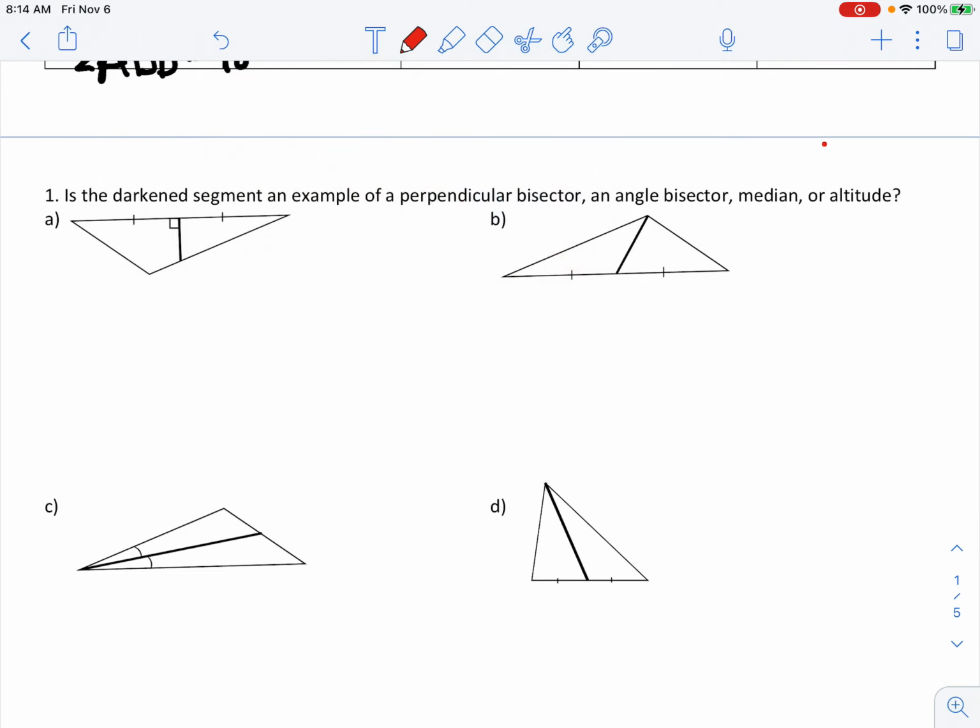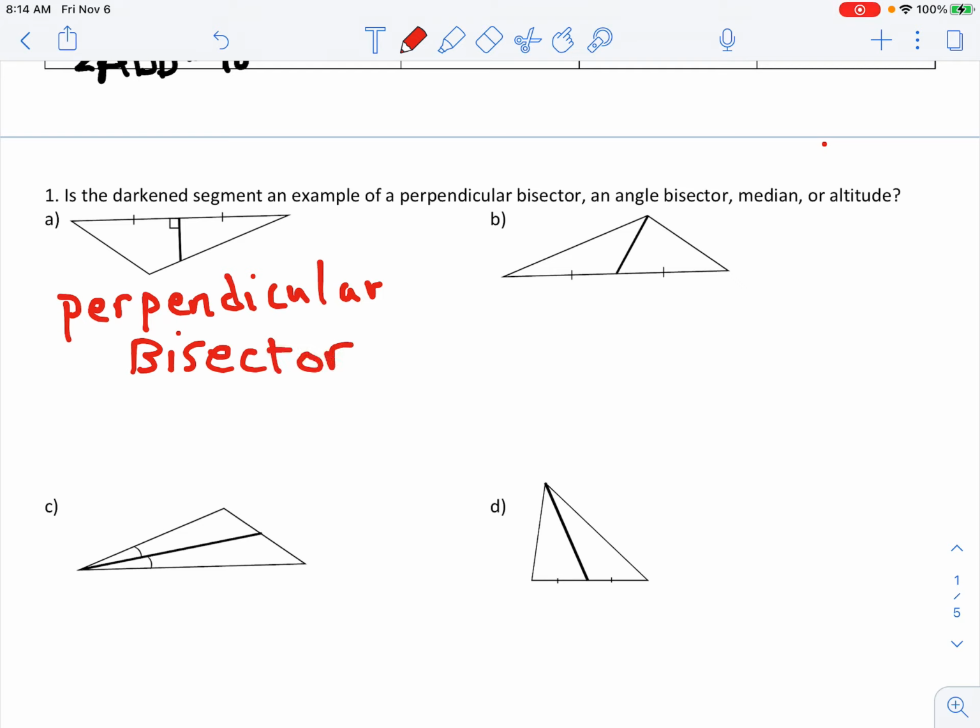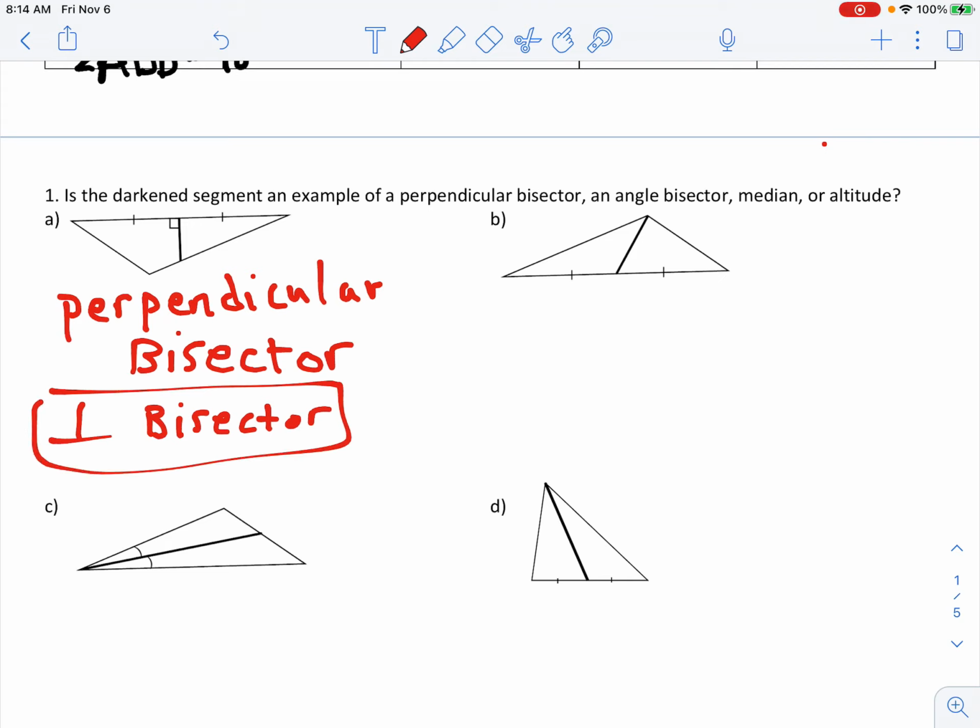You'll notice our first picture has two things marked in it. We have 90 degrees and we have two congruent pieces. Remember, the tick marks mean congruent. If we have 90 and congruent, we technically call it a perpendicular bisector. It formed both items. If you want to abbreviate perpendicular bisector, you can use the symbol and then write the word bisector. Either one of these would be correct.